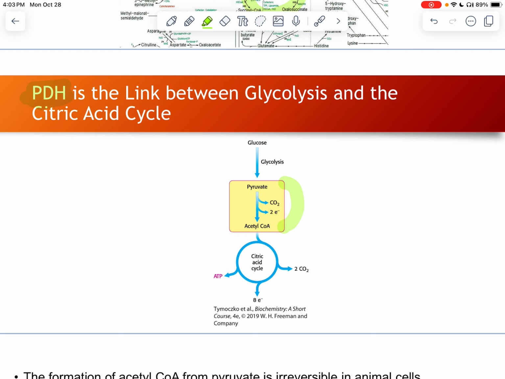So the pyruvate is going to enter this enzyme complex, this pyruvate dehydrogenase complex, and in that active site, 2 electrons are going to get carried away by the NADH. We'll take a look at that. And a carboxylate is going to get kicked out.